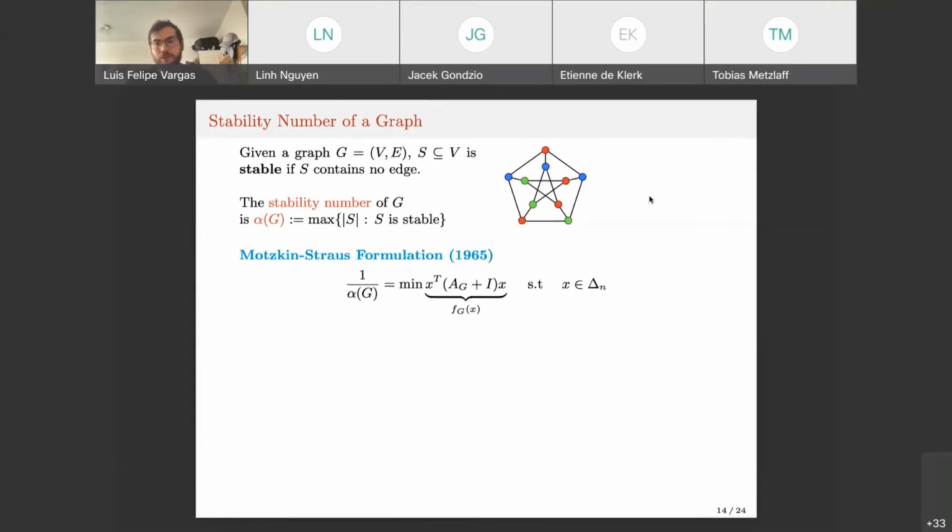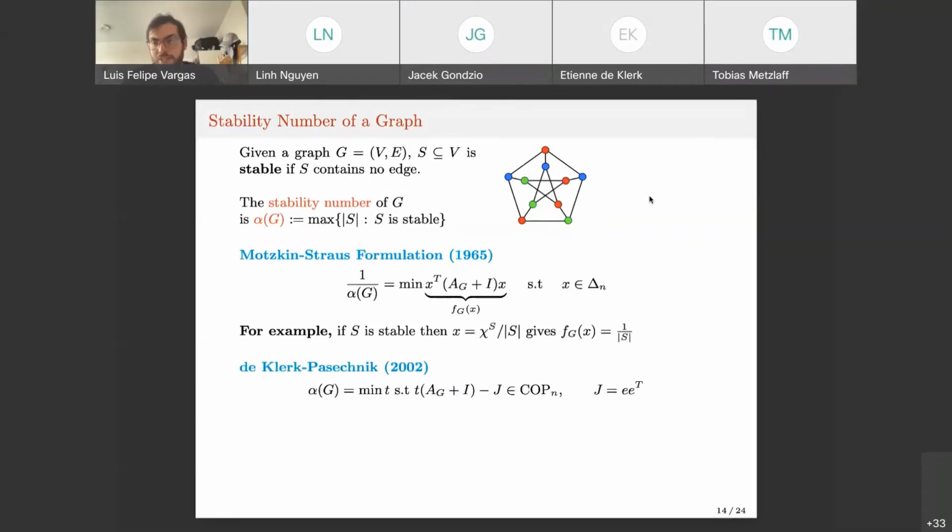A starting point for defining approximation hierarchies for the stability number is the Motzkin-Straus formulation, which says that 1 over alpha(G) is the optimal value of this minimization problem over the standard simplex, a quadratic form over the standard simplex. For example, if S is stable, then when we evaluate the scaled indicator vector of S, we obtain the value 1 over the size of S. So if we take a stable set of size alpha, the optimal value is going to be 1 over alpha. Any maximum stable set gives an optimal solution for the problem, but they are not the only ones, as we're going to see later.